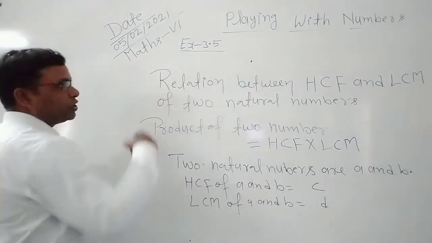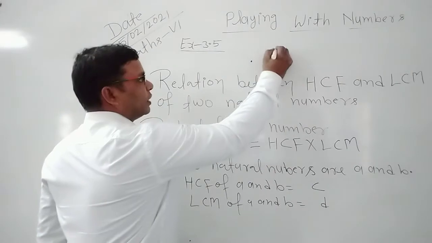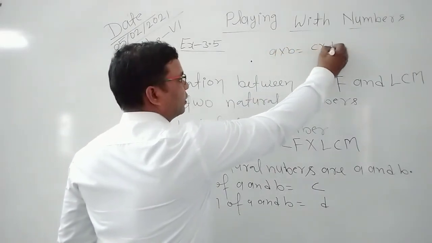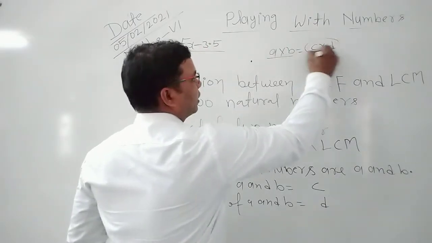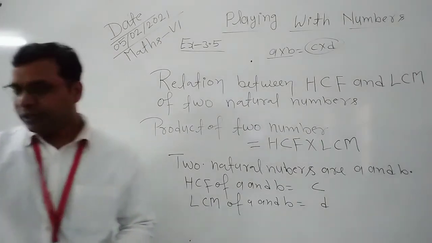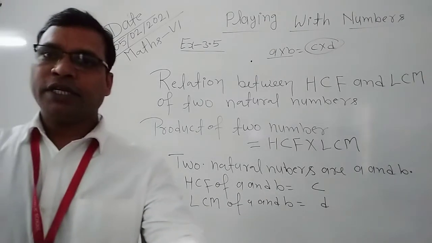So according to this relation, A into B is equal to C into D. This is a product of two numbers, and this is a product of LCM and HCF. This is clear. So students, I hope all of you understood this relation between the LCM and the HCF of two numbers. This is clear now.